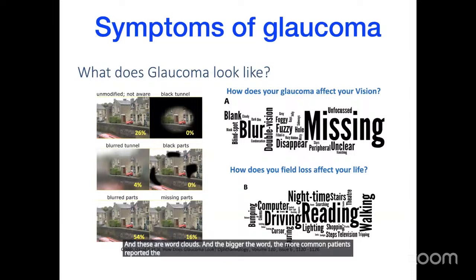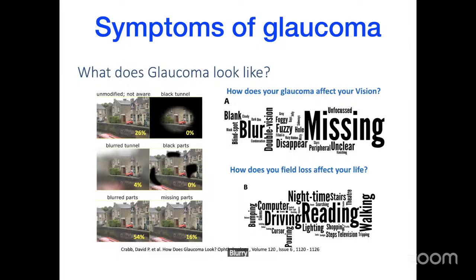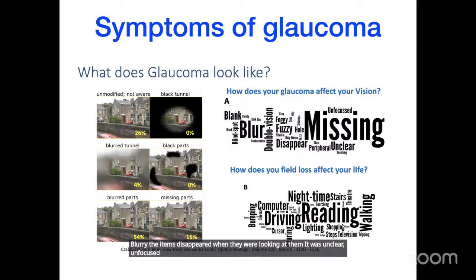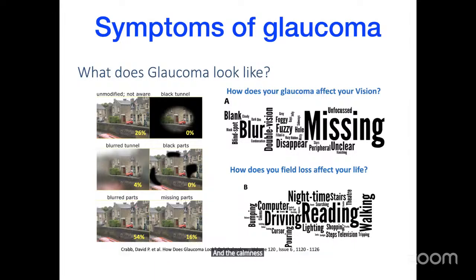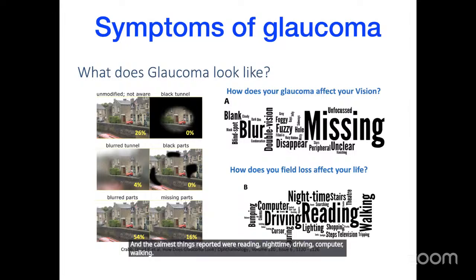So the commonest symptoms reported were things were missing in their vision, they were blurry, the items disappeared when they were looking at them, it was unclear, unfocused. And then the other question they asked was, how does your field loss affect your life? And the commonest things reported were reading, nighttime, driving, computer, walking. These were common activities of daily living which were affected by patients having moderate to advanced glaucoma.